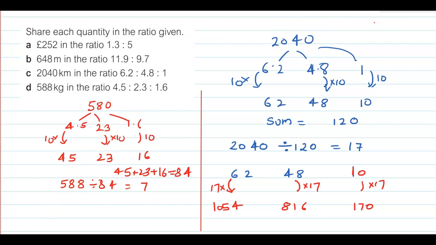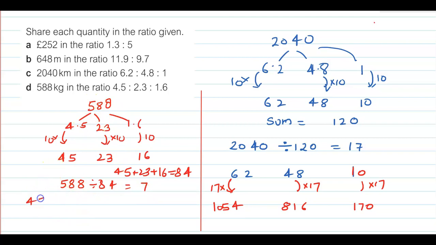Sir, yes, the question's wrong. It's supposed to be 588. Okay, 588, here it is. Now the rest is right, it is 7, so the question is okay.